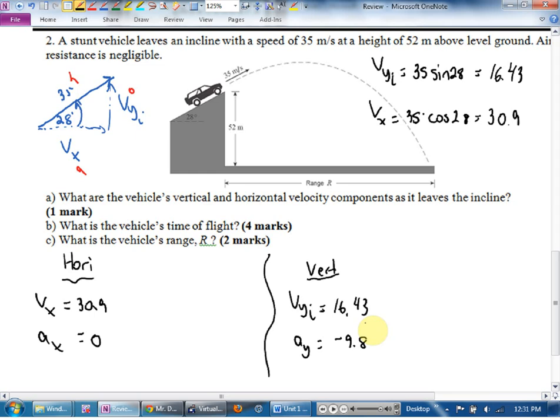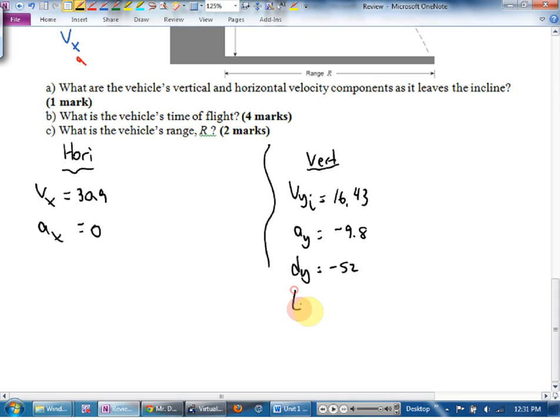Negative 52. How many pieces of information do I have horizontally? 2. How many do I have vertically? 3. Here's where I can find time. And here's what I'm going to use: d equals v_i t plus a half a t squared. You're going to get negative 52 equals 16.43 t minus 4.9 t squared.